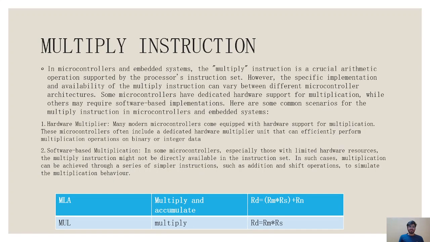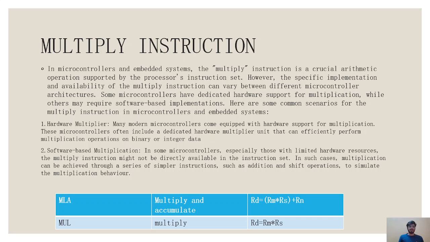And we have multiply instruction in microcontrollers and embedded systems. The multiply instruction is a crucial arithmetic operation supported by the processor's instruction set. However, the specific implementation and availability of the multiply instructions can vary between different microcontroller architectures. Some microcontrollers have dedicated hardware support for multiplication, while others may require software-based implementations. Here are some common scenarios for the multiply instruction in microcontrollers and embedded systems.